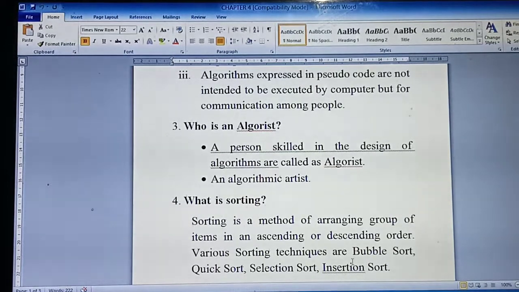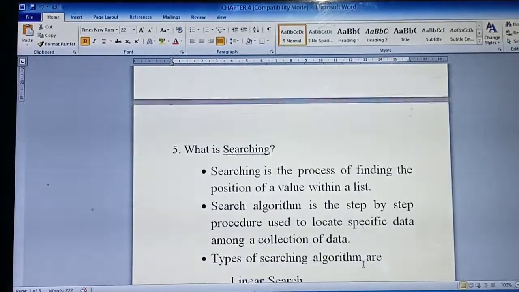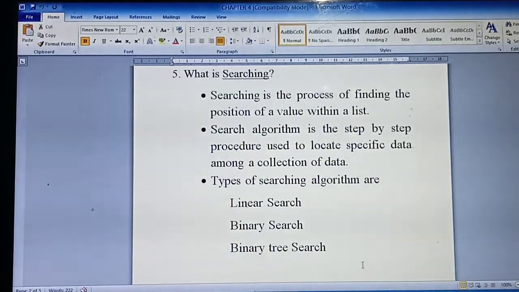Completed, students? Yes, so completed this one. Write the fifth question answer. Okay. Completed all of you? Okay. Then write the fifth question answer. What is searching? Very, very important question. What is searching?